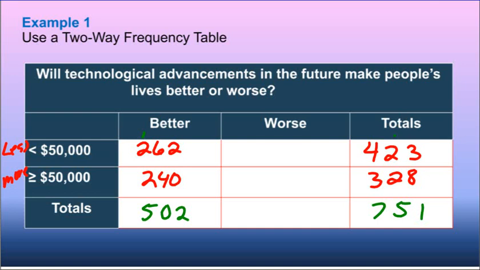Now to find the worse, I just take the total and subtract the better from the total. So 423 minus 262 gives us 161. And then I can take 328 minus 240 and I get 88. So 88 people who earned more than $50,000 thought that their life would get better with the technological advancements. Now if I just add straight down, I get 249. 249 plus the 502 should give us 751.